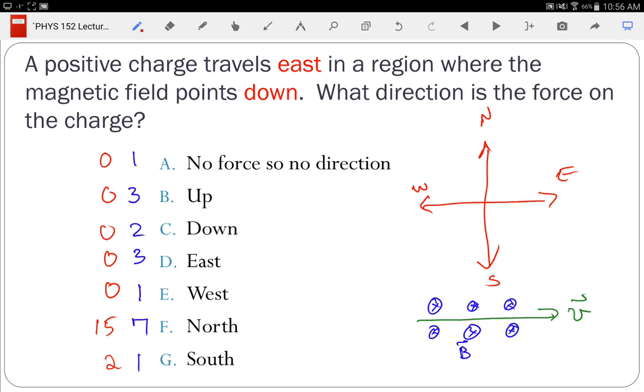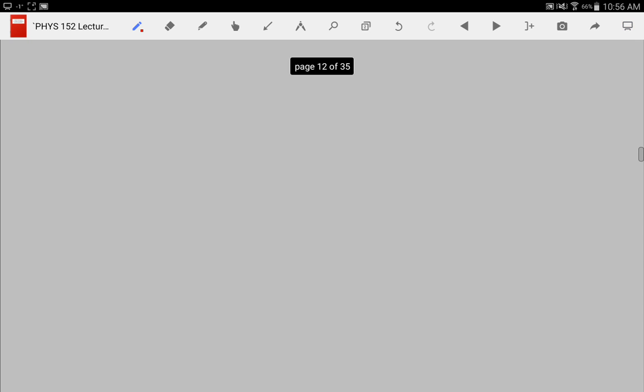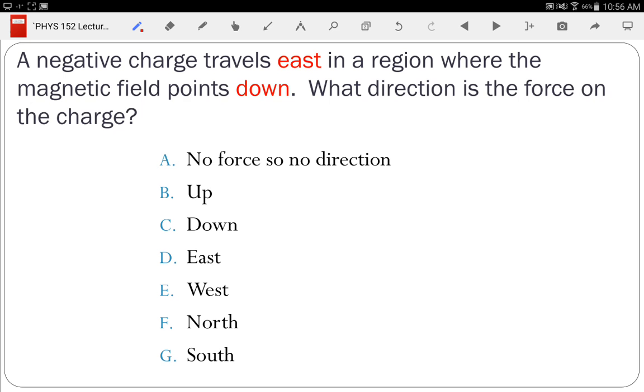Okay, another clicker question. Remember I said there's 3 of them here? Don't answer yet. Now you can answer. Now it's a negative charge. Everything else is the same. Just change it from a positive charge to a negative charge. Excellent. You just change it from a positive to a negative. It flips the direction, so instead of going north, it was going south.